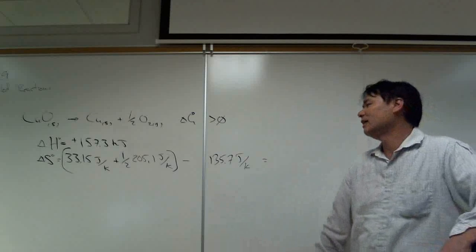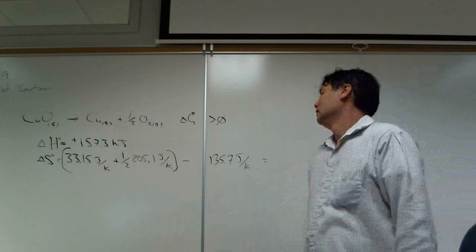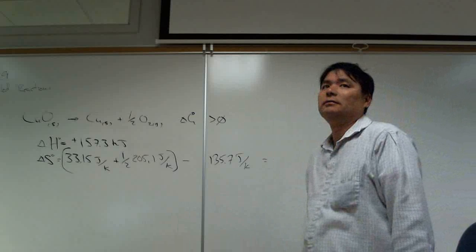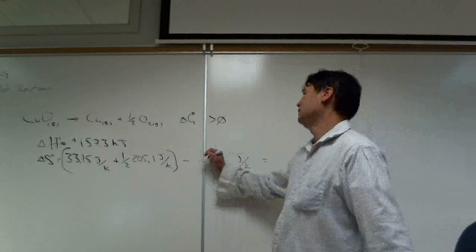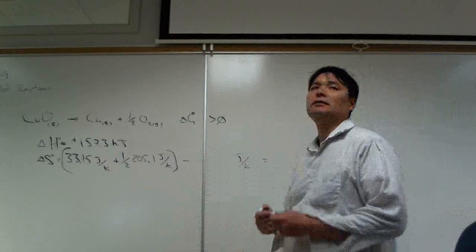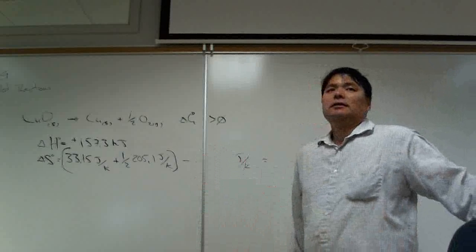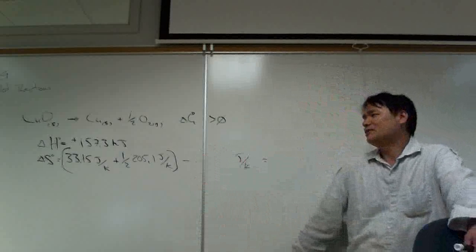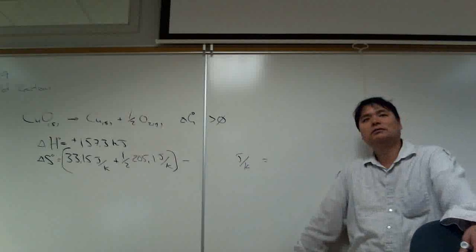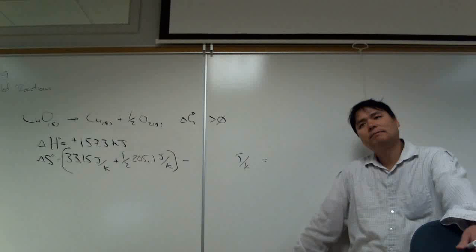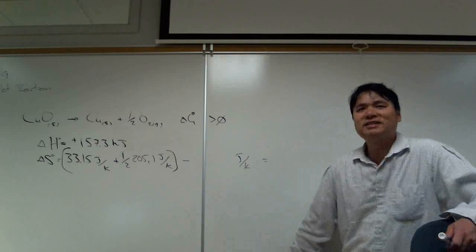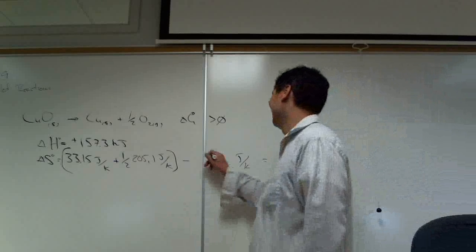Oh, you gave me the wrong value? All right. What is CuO? Yeah, I was thinking that's really high for CuO. CuO is very simple because it's just oxide and copper ion. 42.63. All right, that sounds more like it.